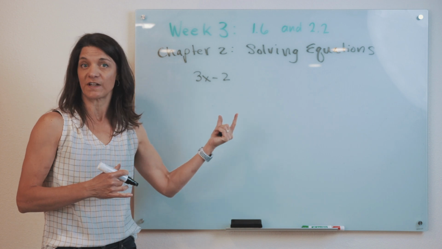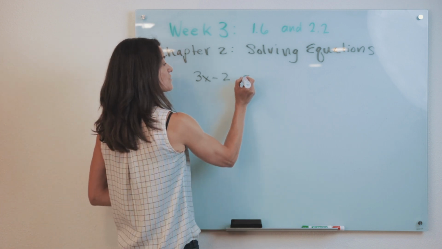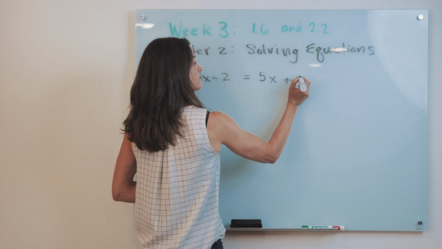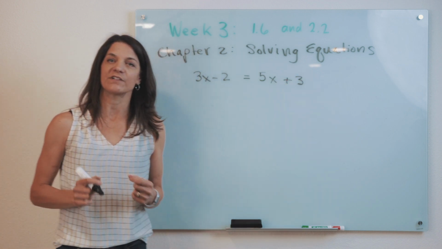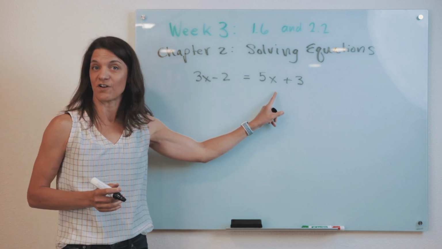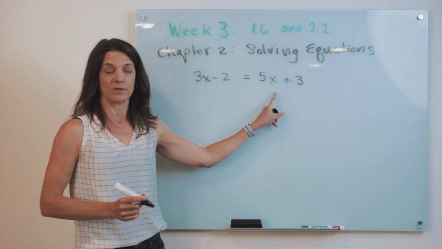That is an expression. It is a combination of numbers, variables, and operations. There's no equal sign. But if we set that equal to another expression, we now have an equation and we can solve for that unknown. We can solve for that variable.